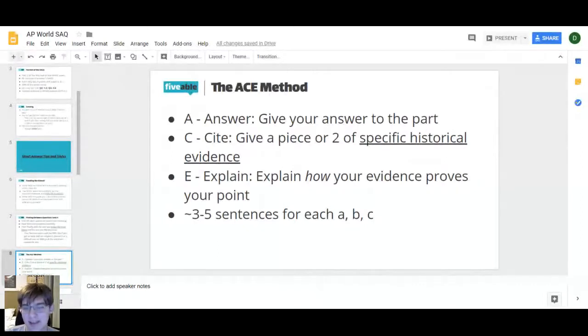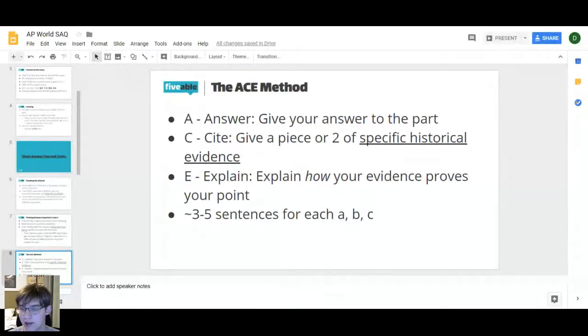And each ABC part should only have around 3 to 5 sentences. It's not an essay. You don't need a thesis statement. You don't need a giant long monologue. It's what, why, how. Basically, the what, why, how is kind of it. What is your answer? Why is your evidence? How is that's kind of how it works.